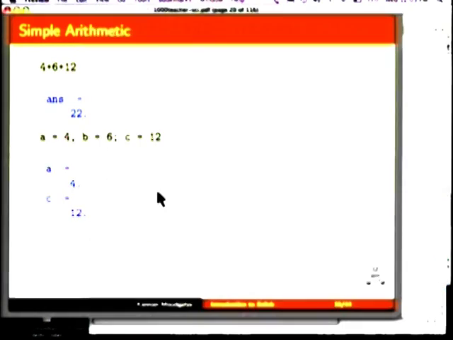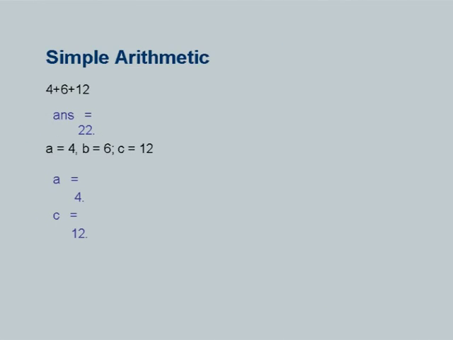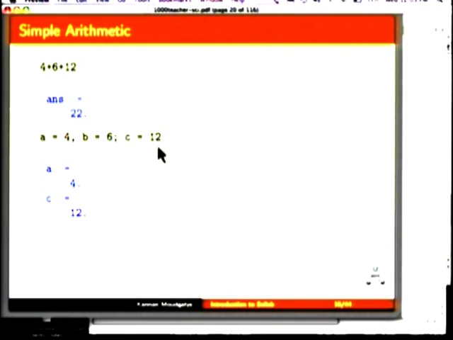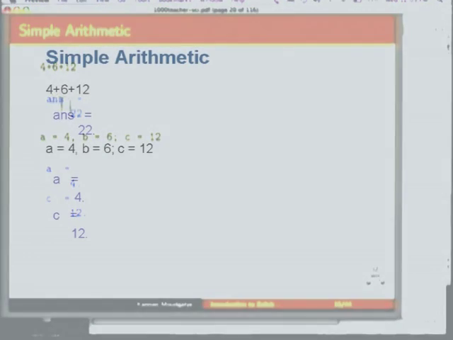For example, 4 plus 6 plus 12, carriage return. So the answer is 22. So this is used for computation. Here I typed A equals 4, B equals 6, C equals 12. Let me do the same thing: A equals 4, B equals 6, C equals 12, exactly like I have written.